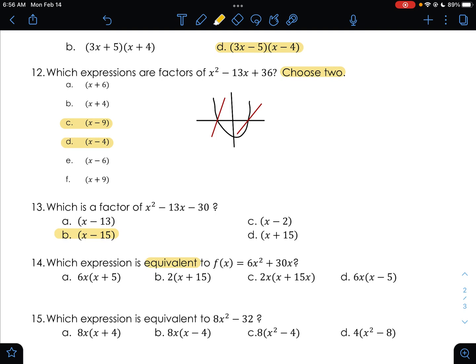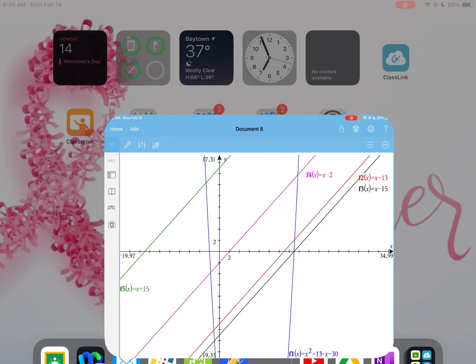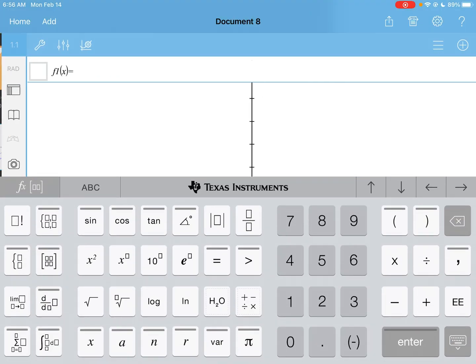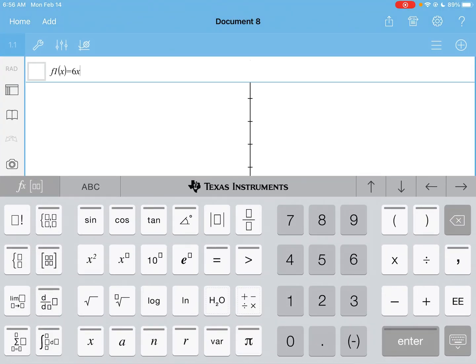Okay. Which expression is equivalent? So again, that word equivalent means the same. Every time you see that word, I want you to write the same. Okay. So this one, I'm going to have to show you something because we might get an error message and I want to make sure you understand how to do this.